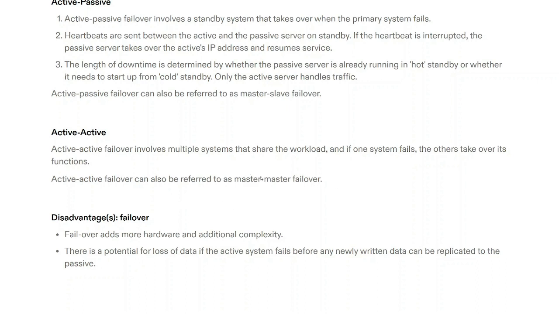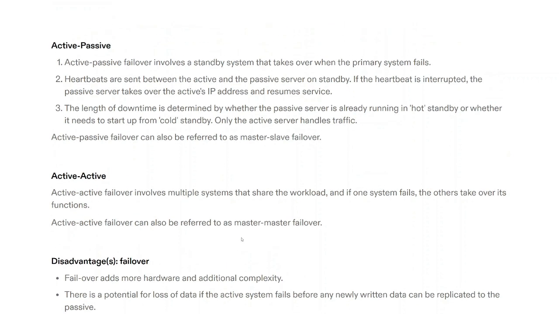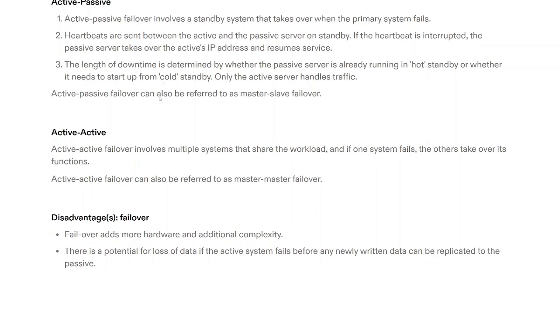So what are the disadvantages of failovers? Failover adds more hardware and additional complexity. In this case, we need to keep a backup server that is not actively running. It's not processing any demand, but we still have to supply power to it and purchase the hardware because we might need it at some time in future in case of any failure.